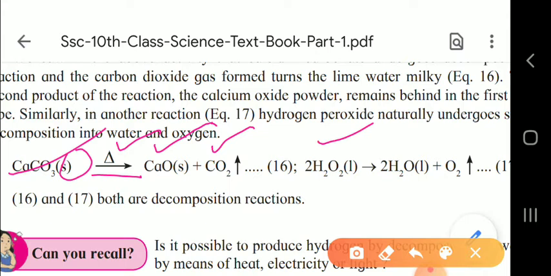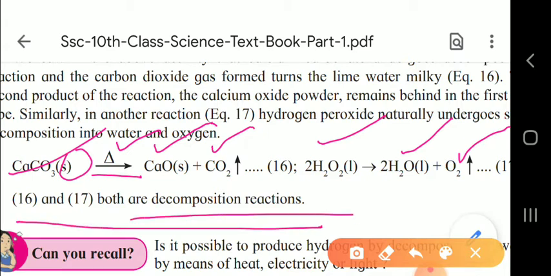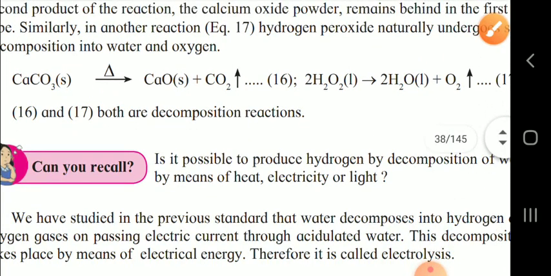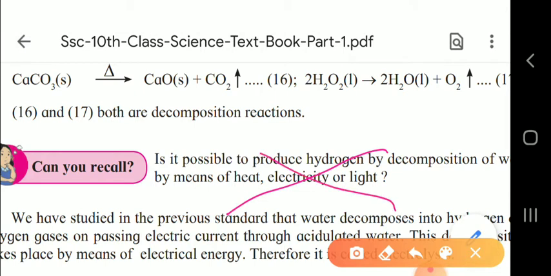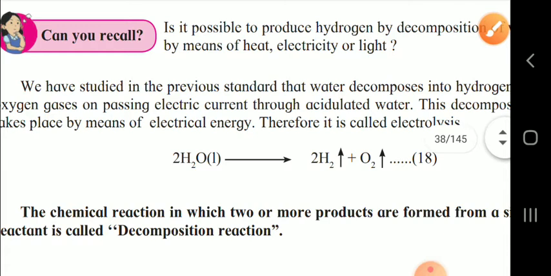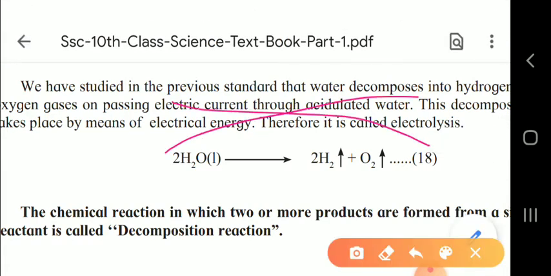Then in the next reaction we will see 2H2O2, that is hydrogen peroxide, undergoes decomposition and forms H2O, that is water in the liquid form, and oxygen gas will be liberated. So both these reactions are decomposition reactions. This you have to learn. So I think you might be understanding the reactions I am teaching you. Children, this is cancelled for you. Here this also is cancelled for you.